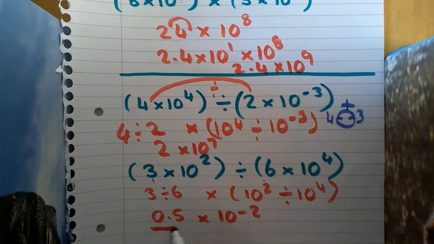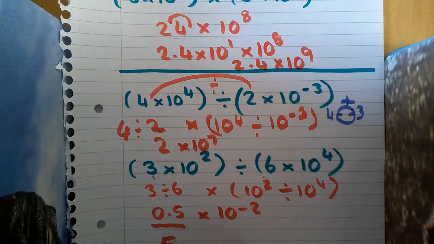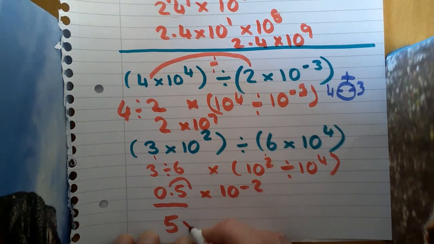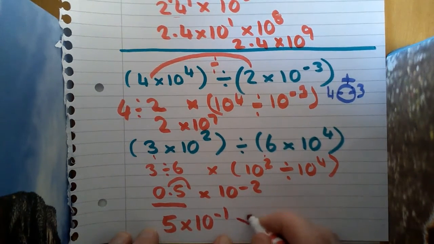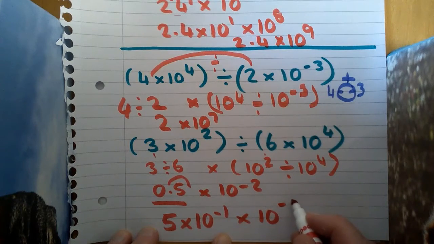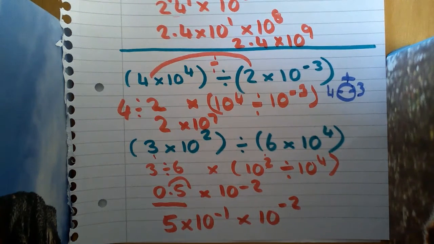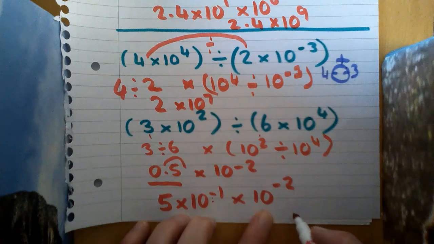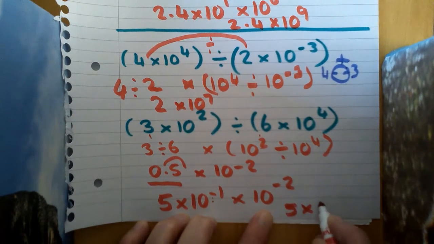Right. This is not in standard form. So we do the same thing again. I need this to be a 5, and to do that, it means I have to times it by 10 to the minus 1. Remember, this is just changing 0.5 into standard form, but I've still got my times 10 to the minus 2 at the end. So minus 1 plus minus 2 is going to give me minus 3. So my answer is going to be 5 times by 10 to the minus 3.